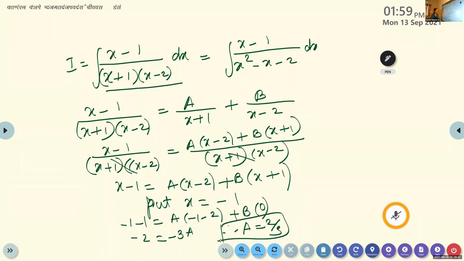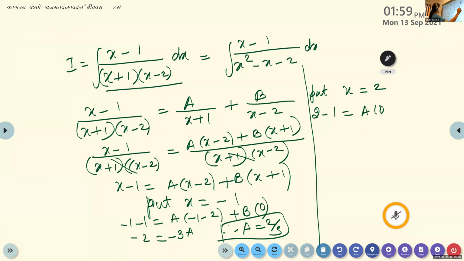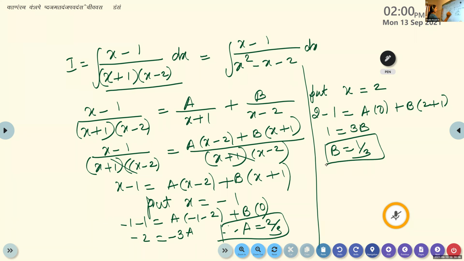After finding a, to find b, what is the next substitution? Achyut, what is the next substitution to find b? Put x is equal to 2. Yes. So we get 2 minus 1 is a into 0 plus b into 2 plus 1. So we get 1 is equal to 3b. Therefore, b is 1 by 3. So a is 2 by 3 and b is 1 by 3.